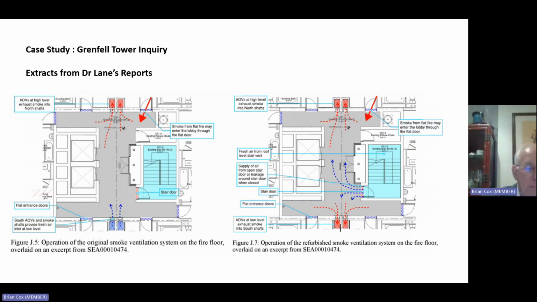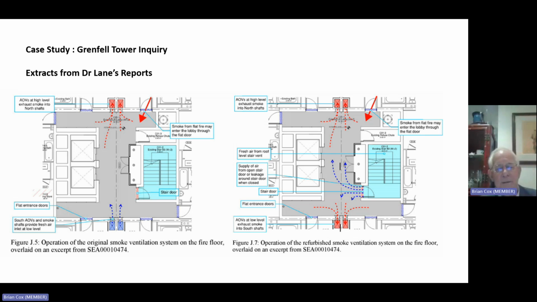So these two diagrams are taken from Dr. Lane's report. The left-hand one shows the original system as designed, this is a plan view of the lobby. It shows the fresh air inlet at the bottom of this diagram and the smoke extract at the top, and a big red arrow which shows the smoke coming from a flat with a fire.